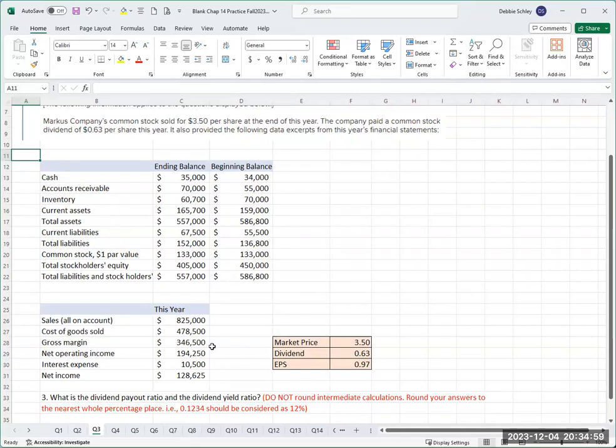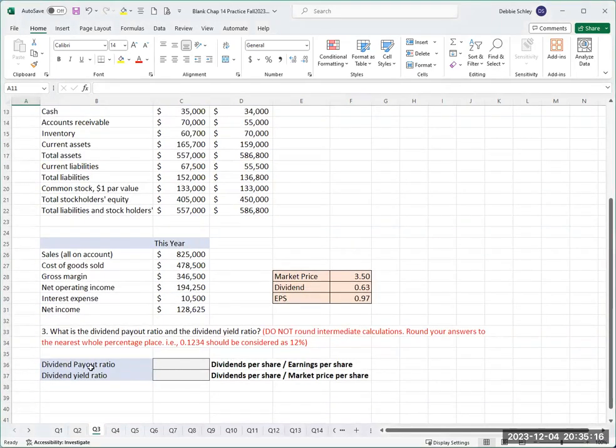Now, in this one, question 3, there's my market price again at $3.50. Here's my dividends of 63 cents. And my earnings per share again was from question 1. And they are asking me for dividend payout ratio and dividend yield ratio. And these are percents. And we're not rounding intermediate calculations. Round our answer to the nearest whole percentage.